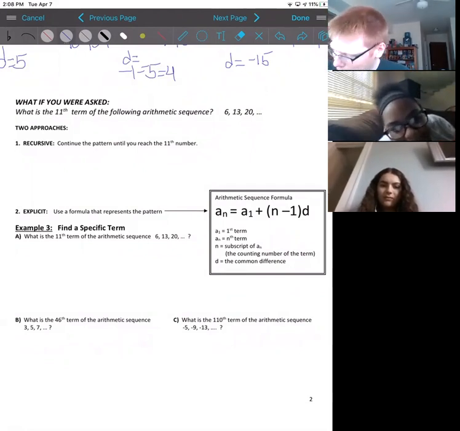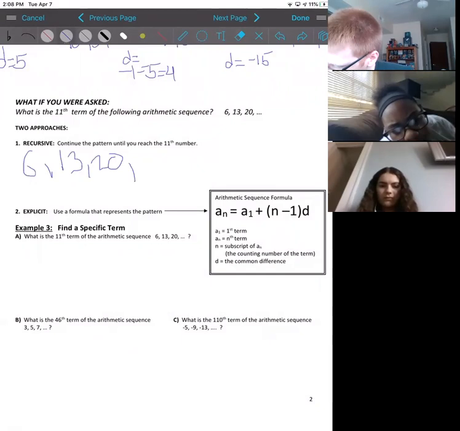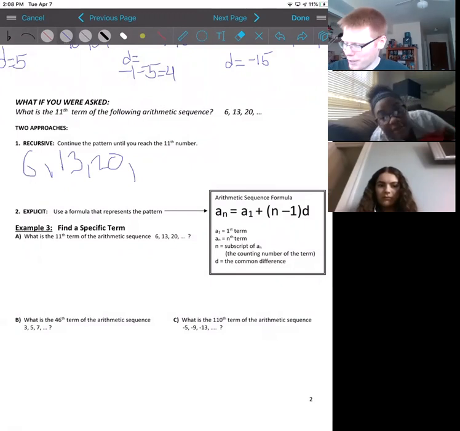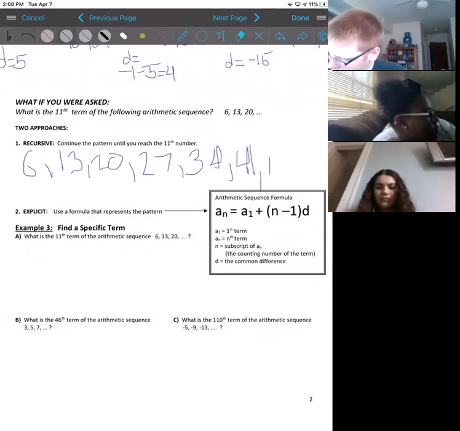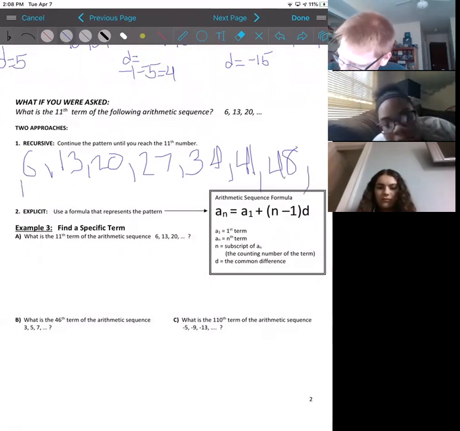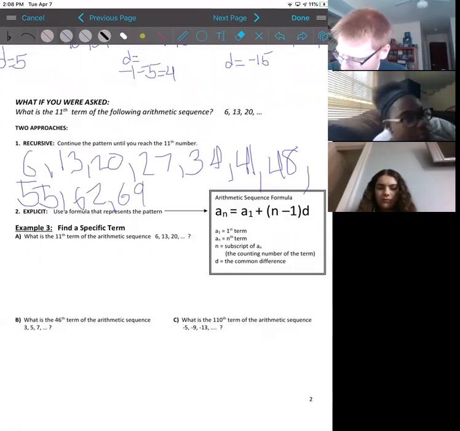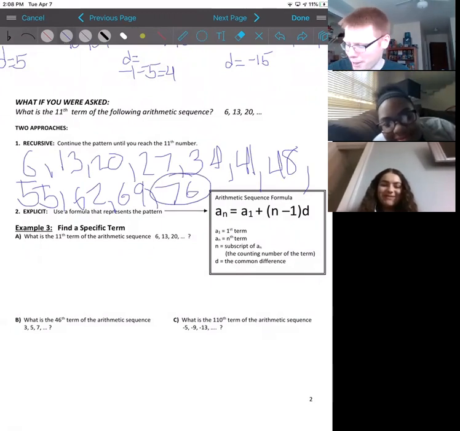I'll see if I can write this neatly. Basically, if you want to find this 11th number, you could list these out. They give us the first 3. Our common difference, if you look, is going up by, what is it going up by? 7? Yeah, 7. I was just having a brain fart. So you could keep listing out more and more numbers. Just keep adding 7. So 55, 62, 69, and 76. If you count, I was keeping track, that's the 11th term.